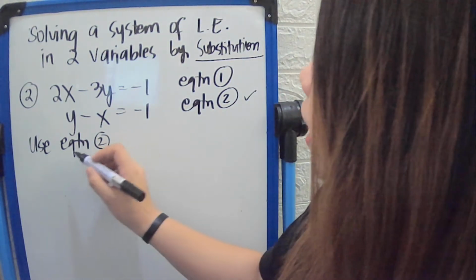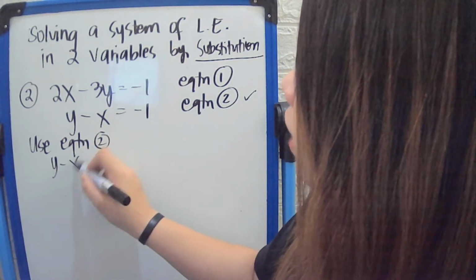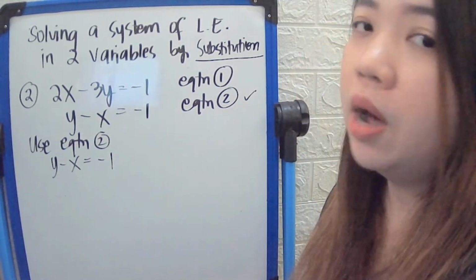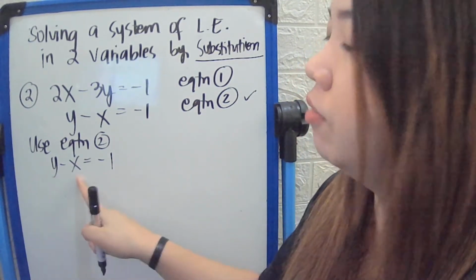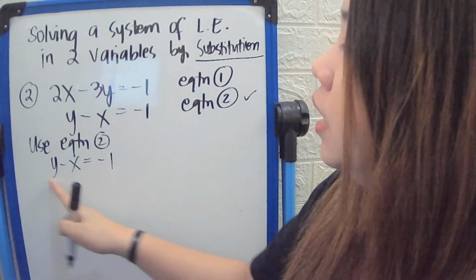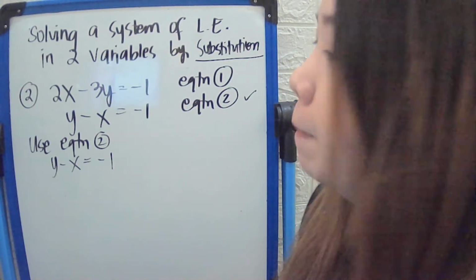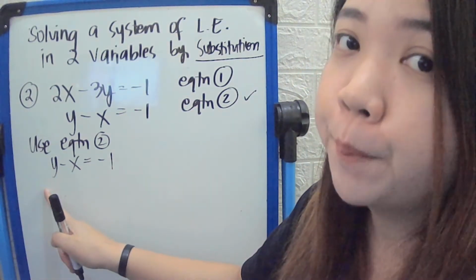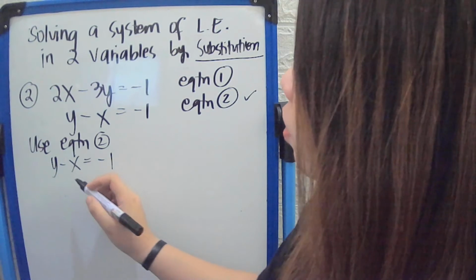So, ang equation 2 natin ay y minus x equals negative 1. Now, pili ka ngayon sa ating variable. So, sino sa kanila yung positive? Ang positive sa kanila ay si y. So, kung positive si y, yun na yung gamitin natin.